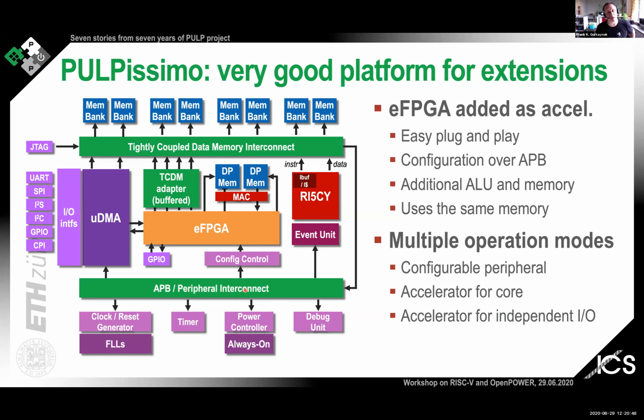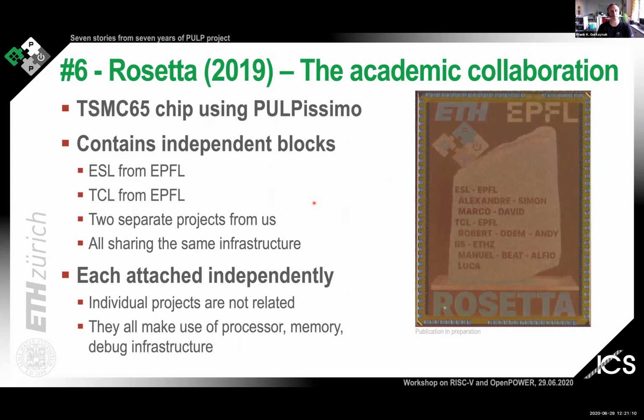And it has multiple operation modes. It can directly act as an intelligent peripheral. It can act as a filter between input and memory, or it can work as a co-processing unit next to the processing core here. It's an interesting way to collaborate. And I'm showing this because the next chip, number 6, Rosetta, is one of our latest chips, uses exactly the same model. It's in TSMC65. It is using exactly the same microcontroller structure, which is open source, but it contains independent blocks.